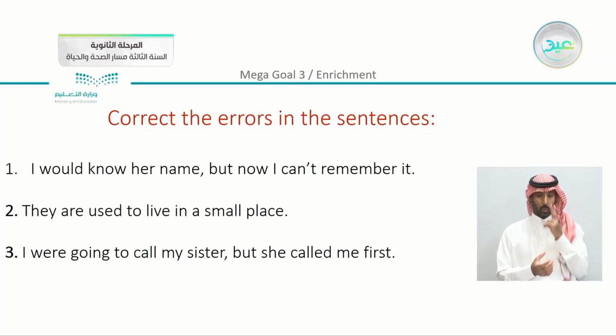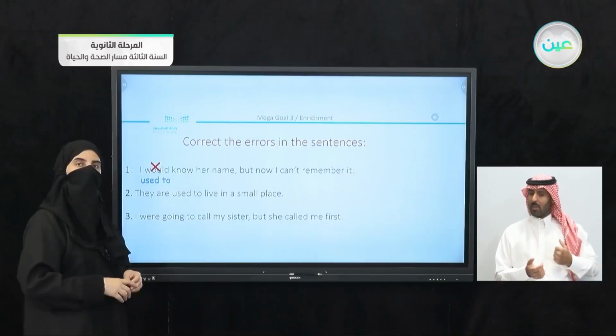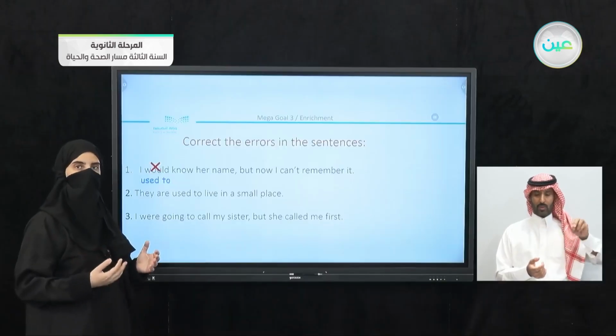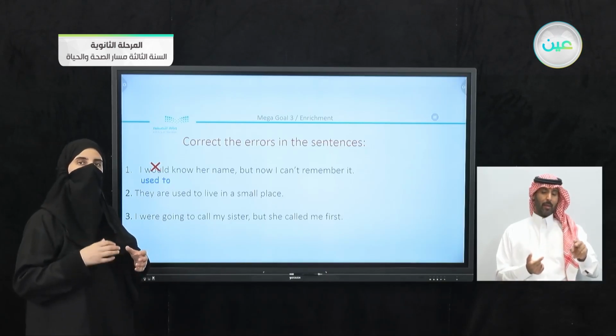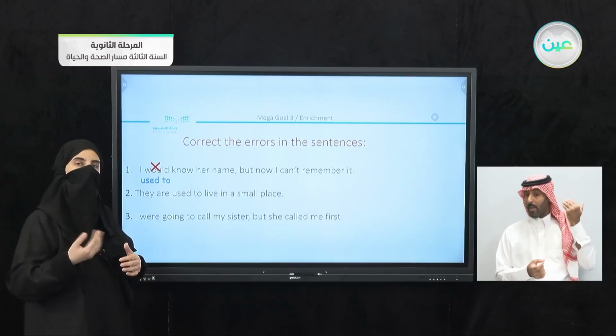I would know her name, but now I can't remember it. Now here, actually, would is wrong. Now I can say that I used to know her name, but now I can't remember. And this shows the difference between used to and would. Now we said that they are similar, but they are similar if we are talking about something that was habitual in the past.